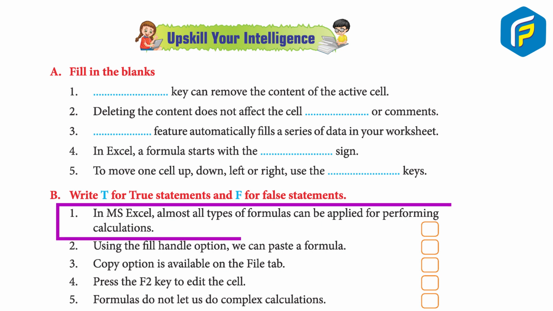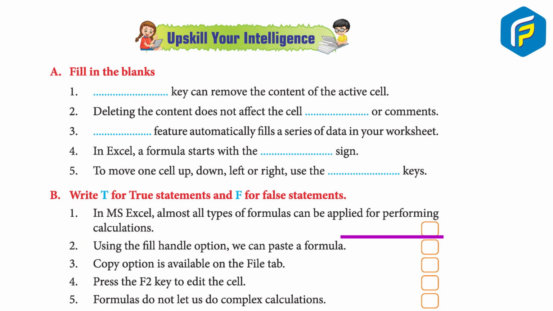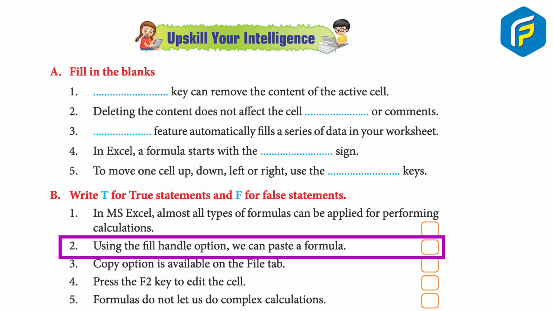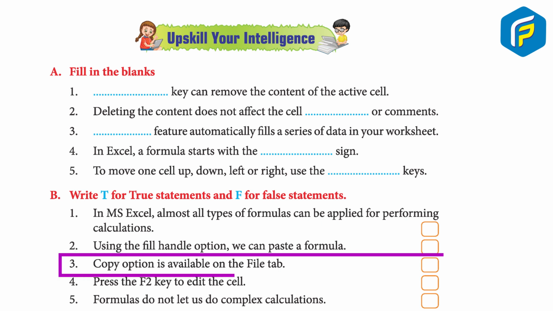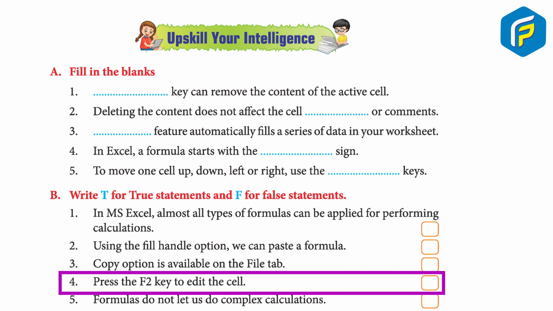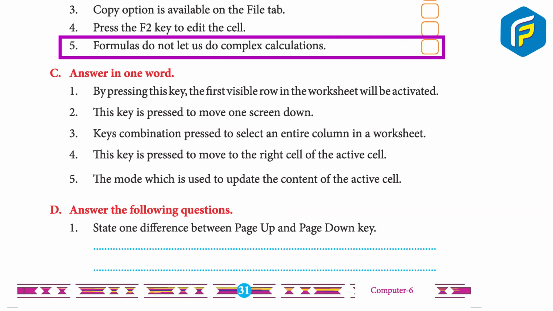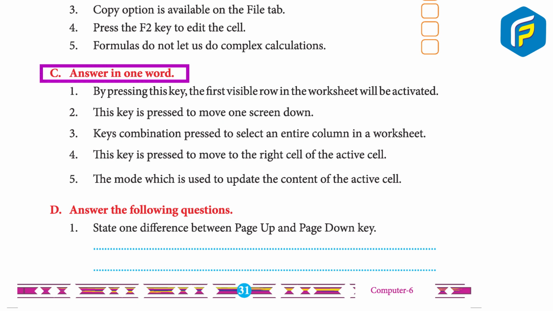B. Write T for true statements and F for false statements. 1. In MS Excel, almost all types of formulas can be applied for performing calculations. Answer: true. 2. Using the fill handle option, we can paste a formula. Answer: false. 3. The Copy option is available on the File tab. Answer: false. 4. Press the F2 key to edit the cell. Answer: true. 5. Formulas do not let us do complex calculations. Answer: false.